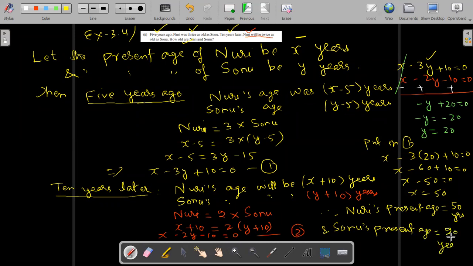So always remember, when you are making an equation, just write the given condition, whatever is given, like Nuri will be twice as old as. Then, according to the word problem, just write the sentence, and 'will be' or 'was' is replaced by is equal to, and twice by 2, and then you can put the ages like this. Okay, got it?